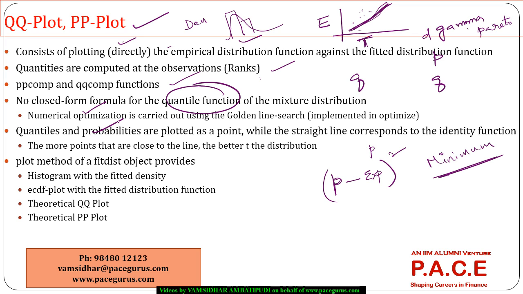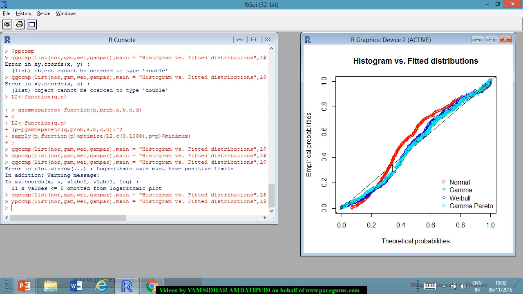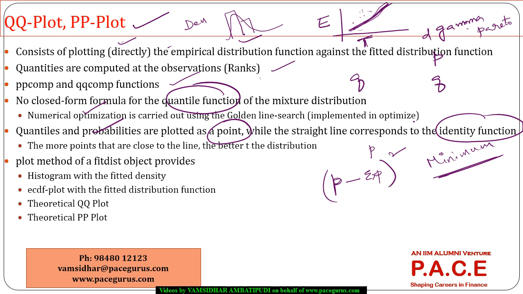The quantiles and probabilities are plotted as points. The straight line corresponds to the identity function. So this straight line says that if the theoretical distribution is the same as that of the actuals, this entire set of points will lie along this line itself. The closer the points are to the line, the more appropriate the model or distribution is for this particular data set.